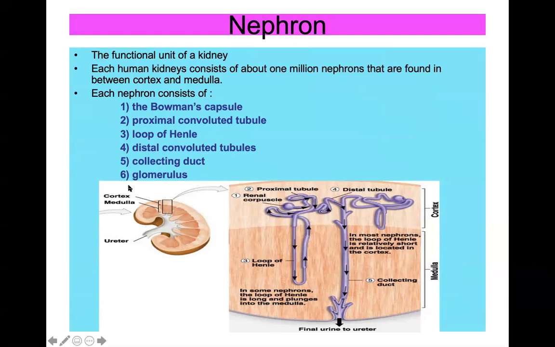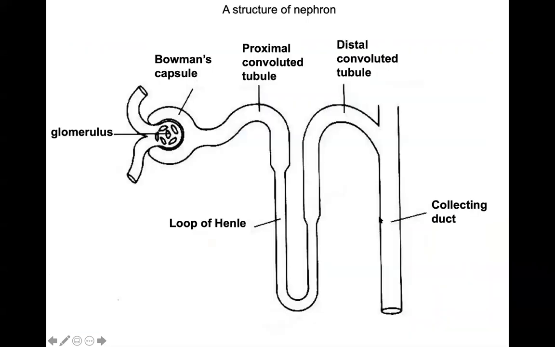So basically, all these nephrons we can find in between the cortex and medulla. So the location you can find here. This is one unit of nephron. Yesterday we also learned how to draw one unit of nephron. One unit of nephron should consist of 6 different things. So right now we are going to study in detail what will happen in each place.